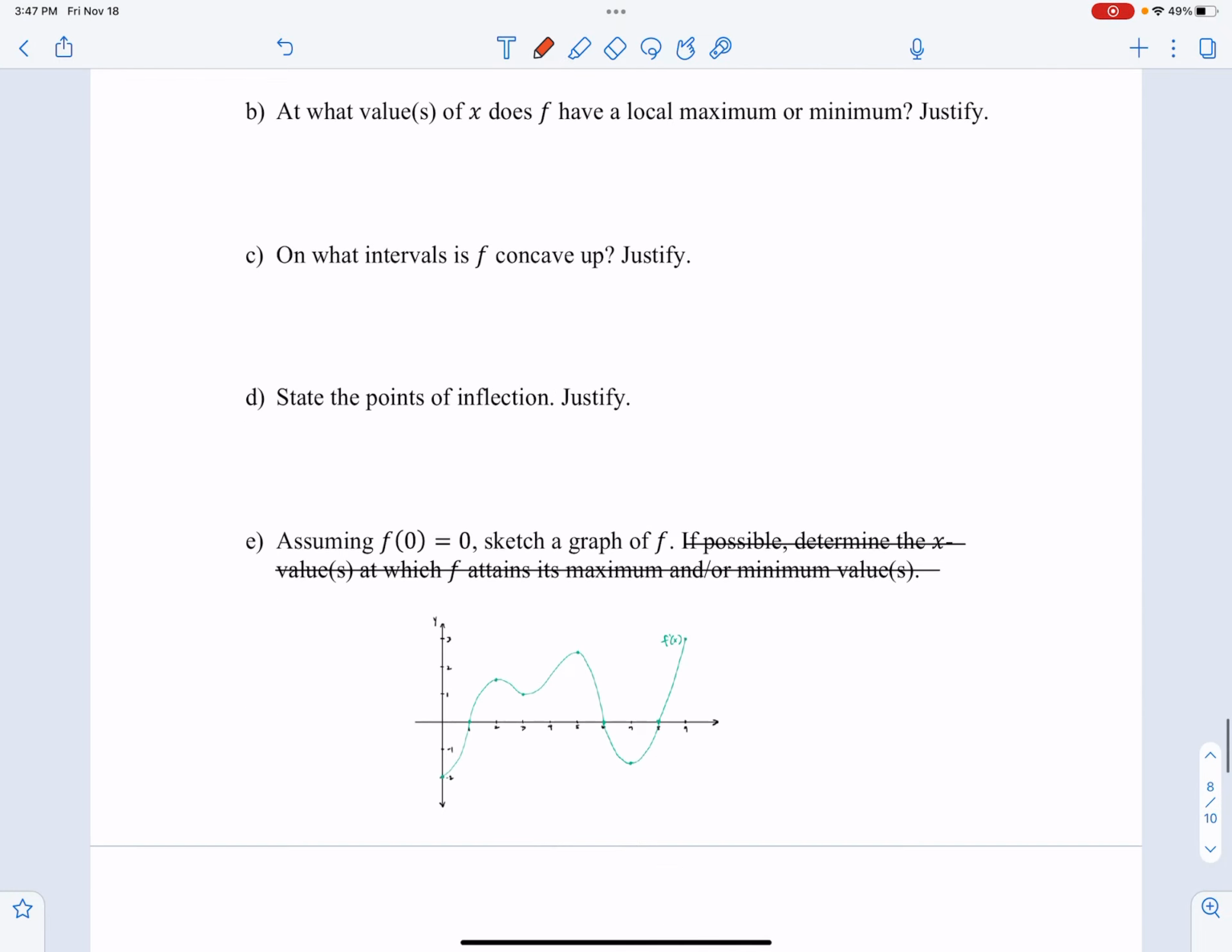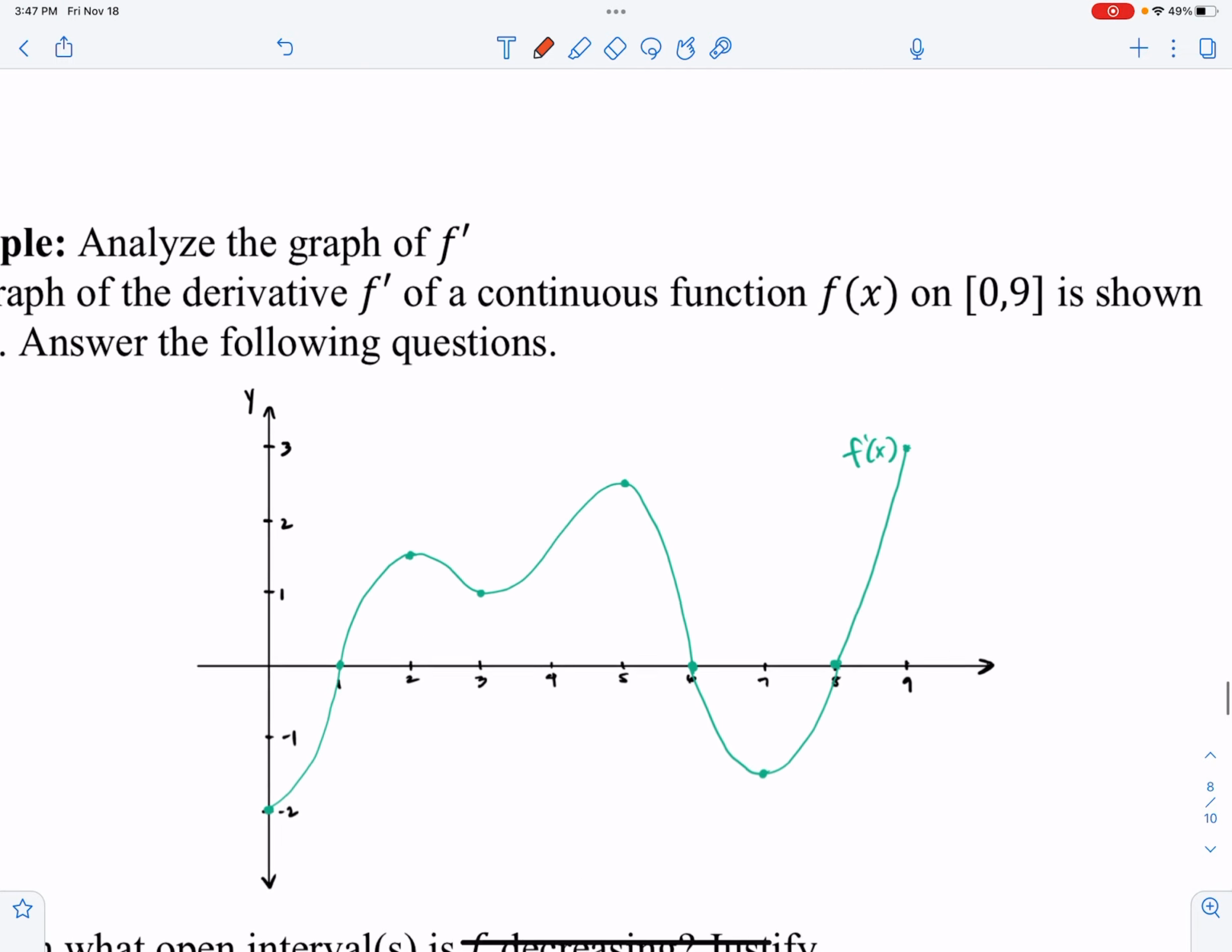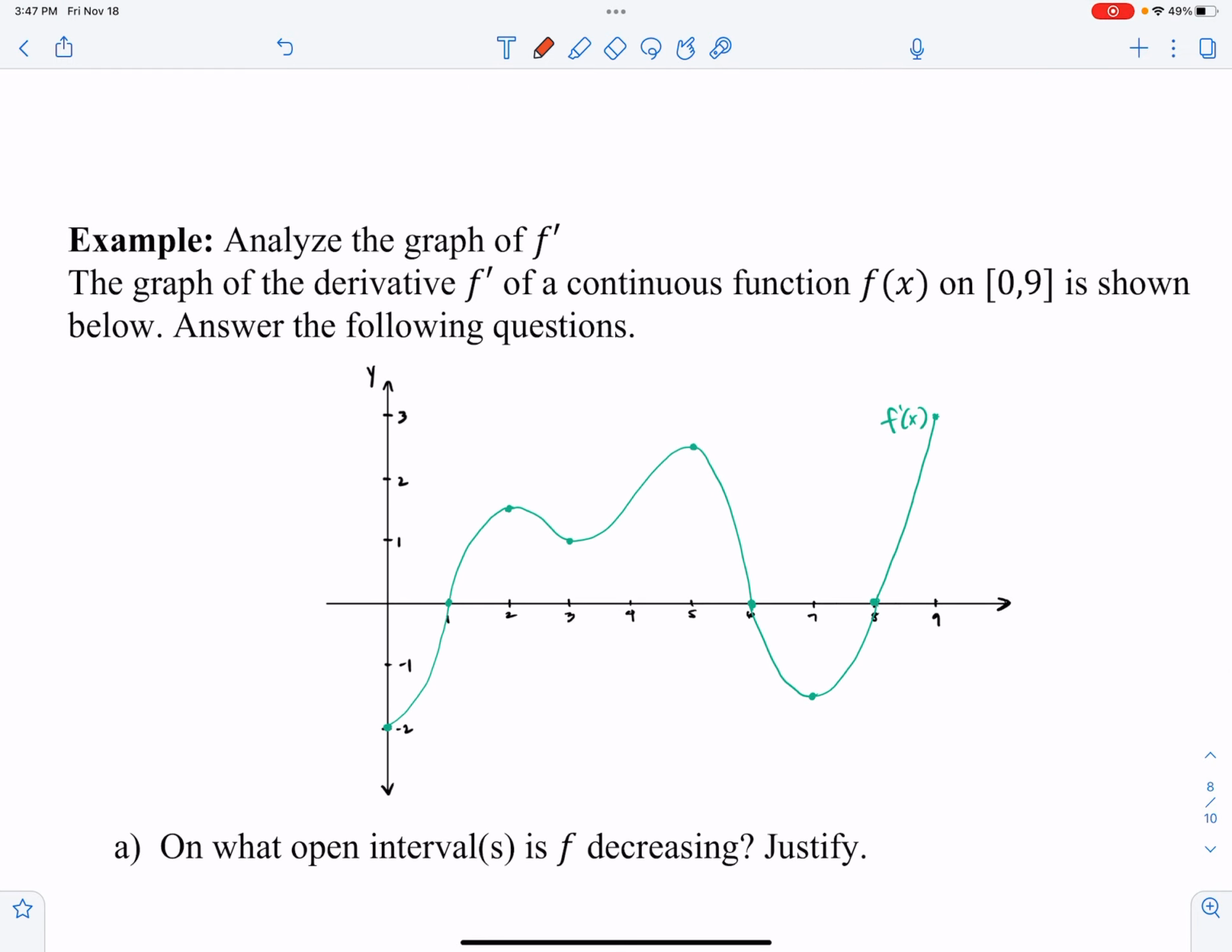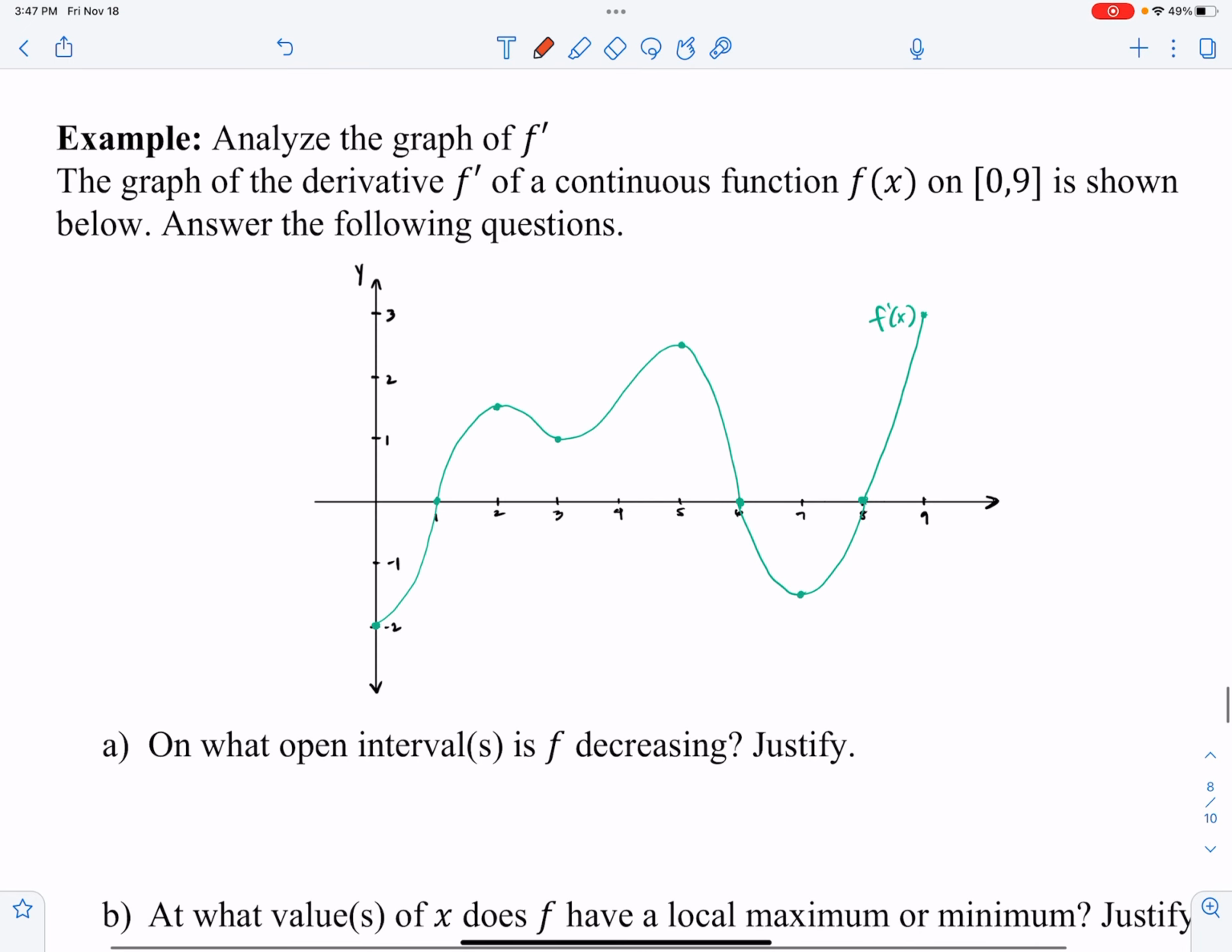And then these last two examples are both given the graph of f prime. So given the graph of the derivative, we're going to answer questions about the function f. So this is the graph of f prime. All the outputs represent slopes of tangent lines on the graph of f on the interval from 0 to 9. So we want to make sure that we are being very careful in how we're answering our questions and how we're interpreting the given graph.